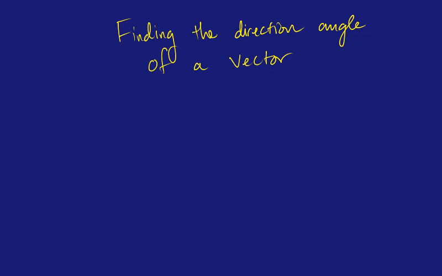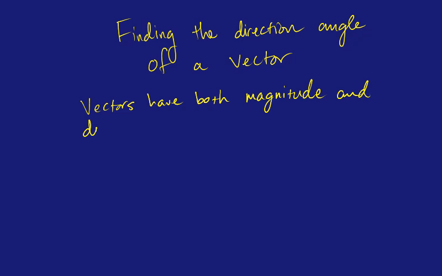So this video is going to talk about how to find the direction angle of a vector. One thing we know is that any vector has both a magnitude, right? So vectors have both magnitude and direction.